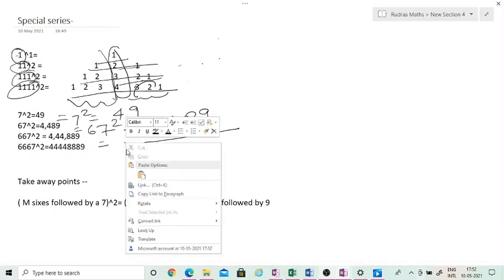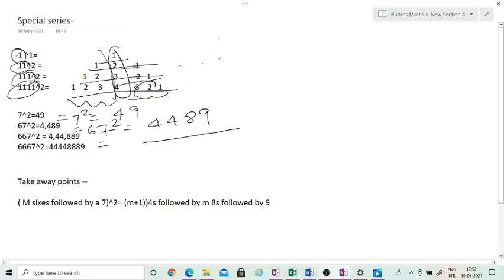What we can see is that here's a pattern, and from that pattern I have taken the takeaway points. M 6s is followed by 7 square is equal to M plus 1, 4. Here there is no 6, so M is going to be 0. Since there was no 6, we added 1: 0 plus 1, 1, 4 was written over there. Followed by M 8s. There were no 6s, so M is 0, and followed by 9. 9 is going to be the added value.